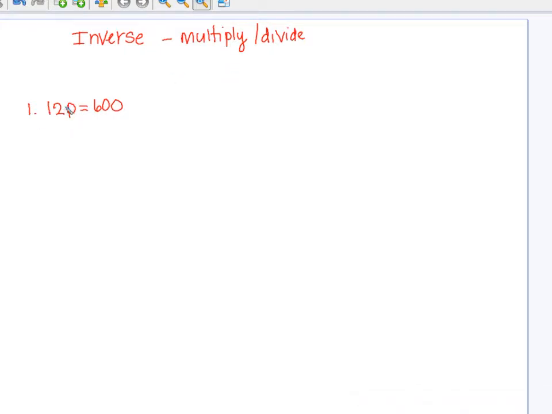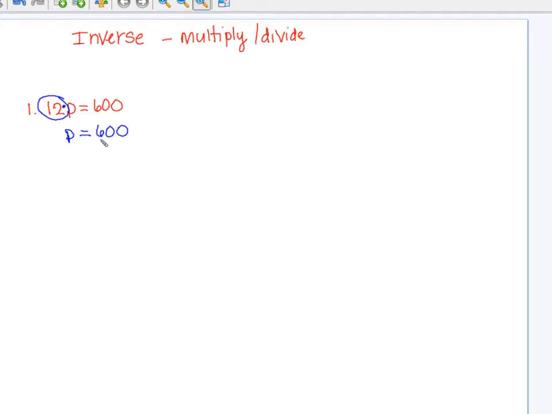So when a number and a variable are right next to each other, it really means multiply. So 12 times some number equals 600. So instead of timesing by 12, we are going to divide by 12. Now, this is very important that you put it in the calculator the right way. So I'm taking the 12 to the other side, so it needs to be written like this.